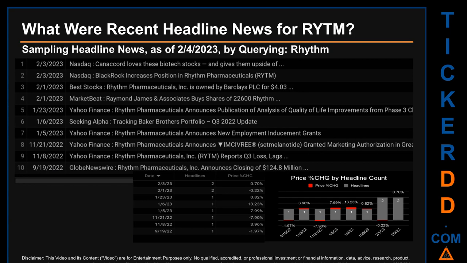The results show 10 unique headlines, published across 8 unique dates. Publication dates spanned 137 days. The latest publication was Friday, February 3, 2023, when there were 2 found headlines. NASDAQ published the headline that read, "Canaccord loves these biotech stocks, and gives them upside of." NASDAQ published the headline that read, "BlackRock increases position in Rhythm Pharmaceuticals, RYTM."